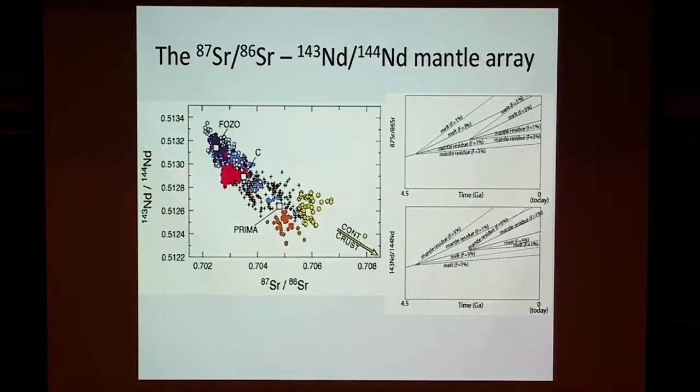And the deeper in time you go to generate continental crust, the more potential you have to have incredibly radiogenic strontium and low 143/144.